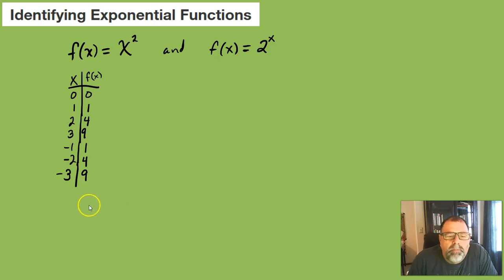And we should know pretty well what that graph looks like. I'll do a crude drawing real quick. Anyway, hopefully you're pretty well versed with the square function. Parabola.